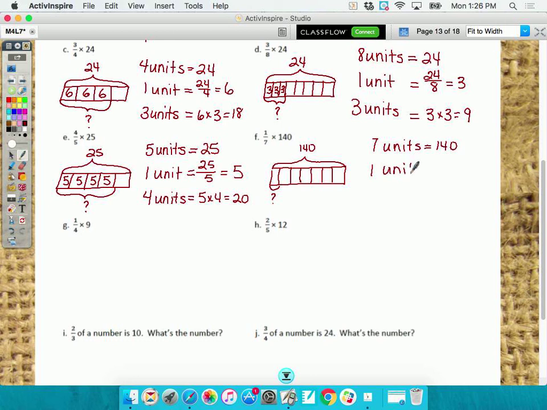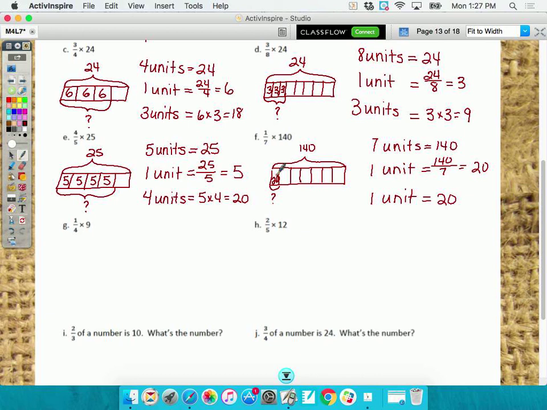1 unit. 140 divided by 7. And how are you going to do that problem? Multiply 7 or just take off the 0. So it's 20. 14 divided by 7 is 2. 2, 7. Add your 0. Good. So 1 unit, we're just going to write the same thing again, equals 20. Now, how could I check this? 20, 40, 60, 80, 100. You can multiply 7 by 20. You could.